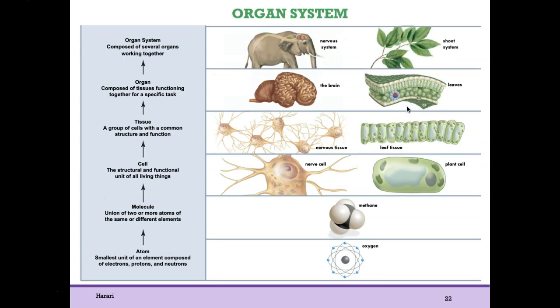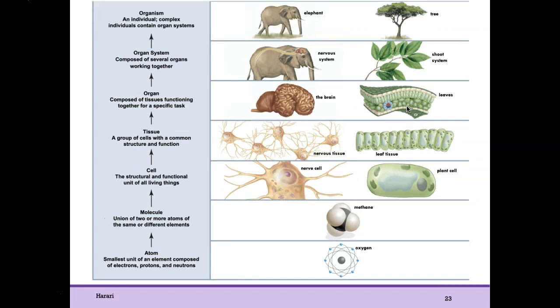And then finally, organs make up organ systems because they're all connected. So an organ system is composed of several organs working together. Right? And then, of course, you have an organism, which is the actual individual that contains organ systems. So an organism contains organ systems, organ systems contain organs. Organs are composed of tissues. Tissues are made up of cells. Cells contain molecules, and molecules are made up of atoms. That's the whole list of organization.